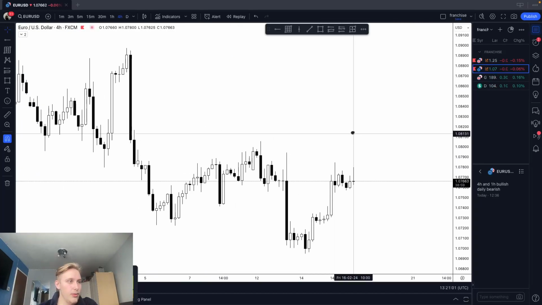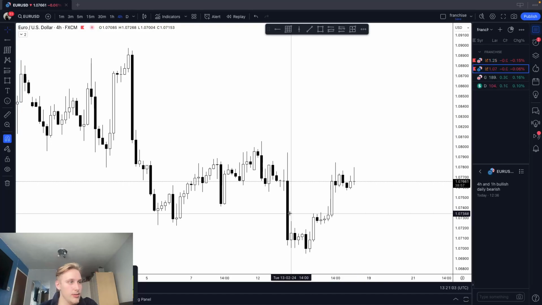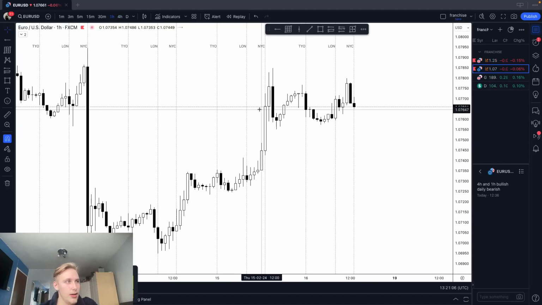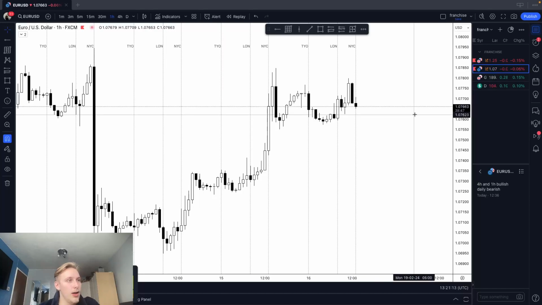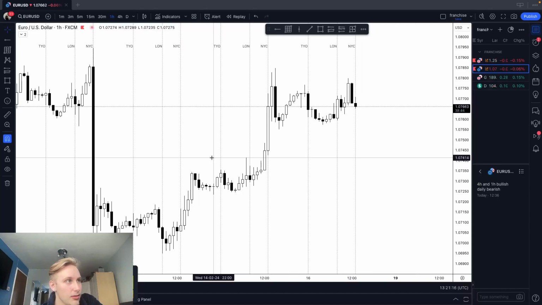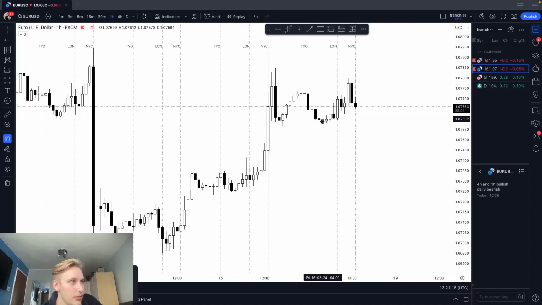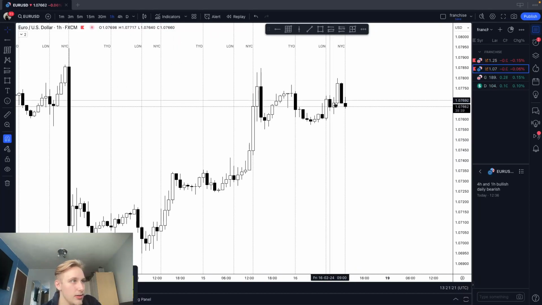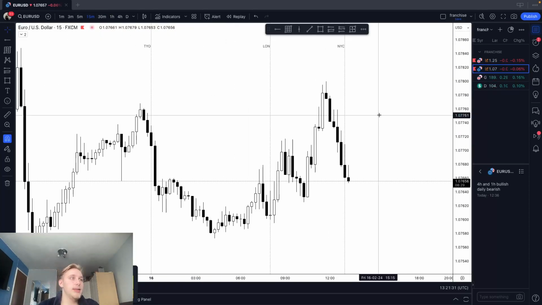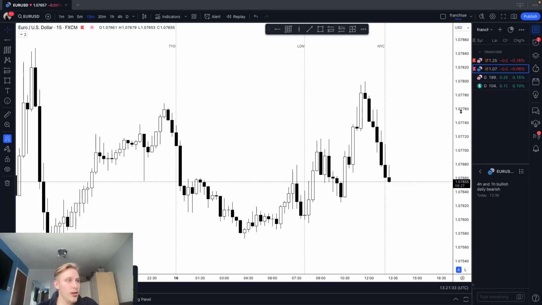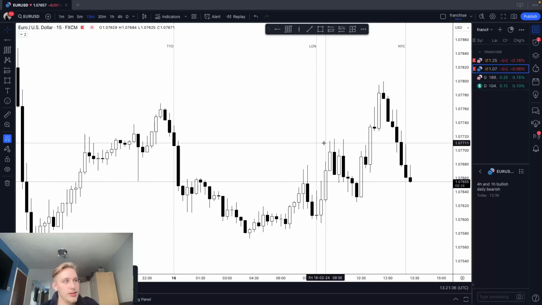On the 4-hour time frame, we are bullish from this break right there. And on the hourly time frame, we are also bullish from this break right there, and also this huge break right there. Coming into this was our break. This was technically the most recent break, but yeah, we're bullish.